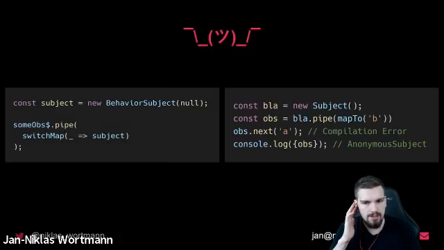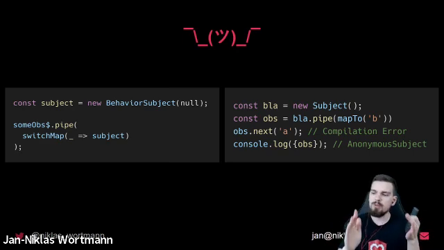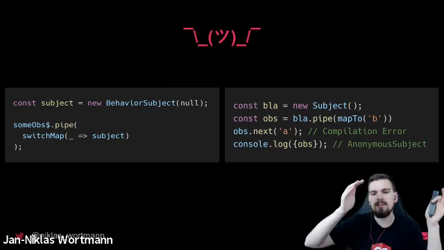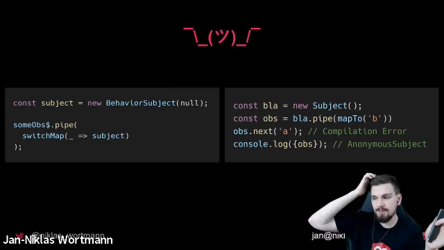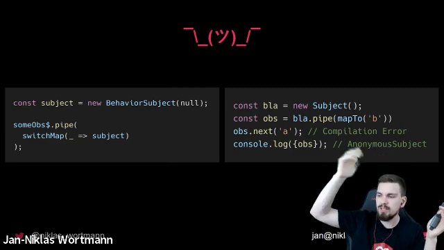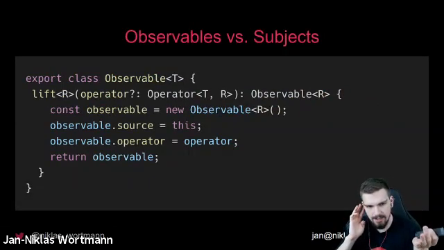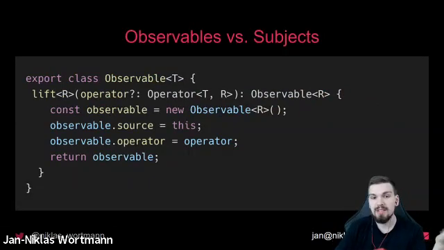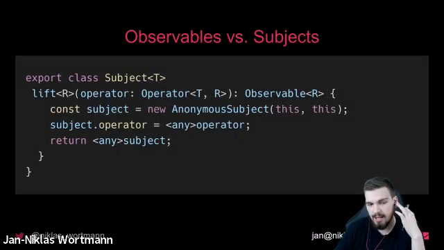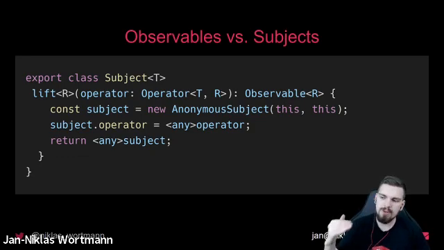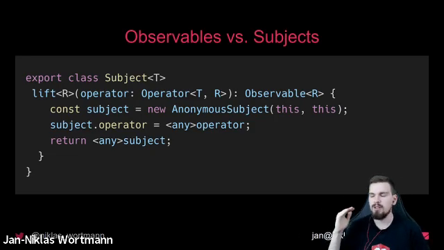So back to our original problem. Why is an operator call still returning a subject, even though we just saw observable lift always returns a new observable? Well, this is the implementation of observable lift. There's also a subject lift, and here we see it creates a new anonymous subject and returns this subject instance. So even though the typings say this is an observable, at runtime it's going to be a subject.